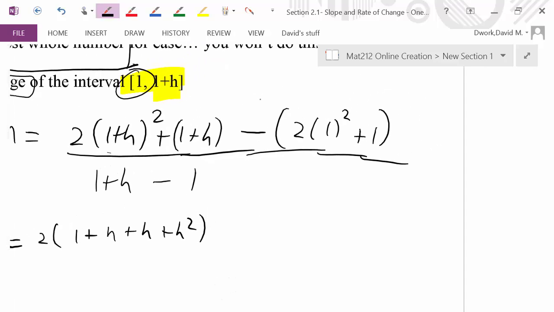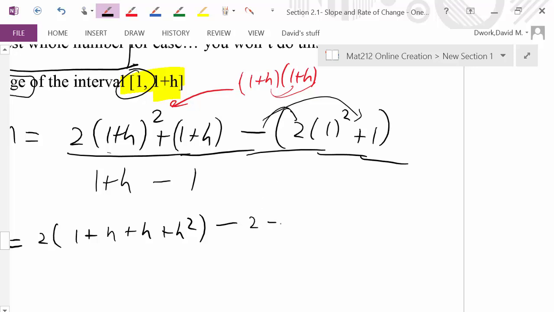For anybody who's not quite following along, recall what this really means is 1 plus h times 1 plus h. So the 1 times the 1 makes the 1, 1 times h makes h, h times 1 makes h, and then h times h is h squared. Okay. Minus, don't forget to distribute your negative. So that would be minus 2 minus 1 all over 1 plus h minus 1. Well, those subtract to 0, leaving me with divided by h.